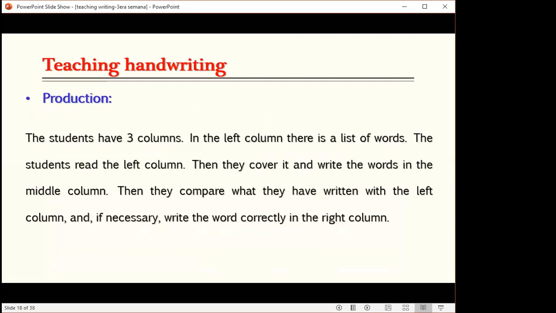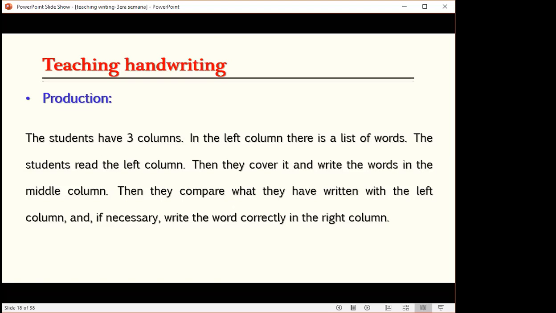You have another one, another idea. The students have 3 columns. In the left column, there is a list of words. The students read the left column, then they cover it and write the words in the middle column. Then they compare what they have written with the left column, and if necessary, write a word correctly in the right column. So notice they are starting producing.